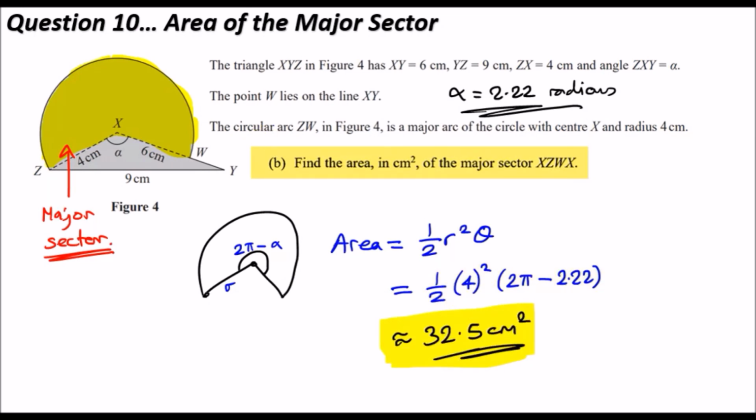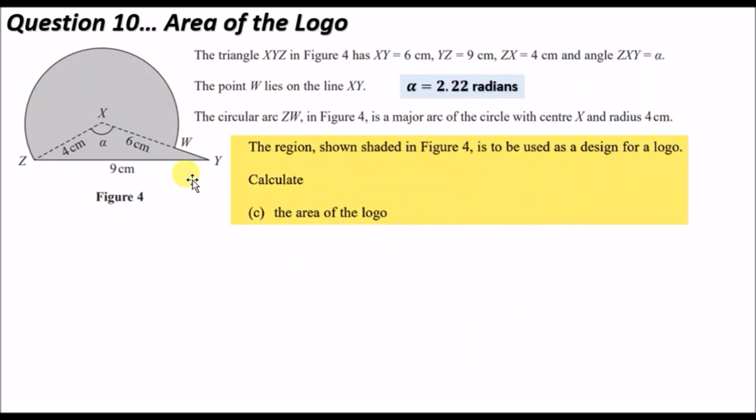Easy. So let's move on to the next bit now, you guys. So, what's the next one? 10. Area of the logo. So the region shown shaded in figure 4 is to be used as a design for the logo. Calculate the area of the logo.